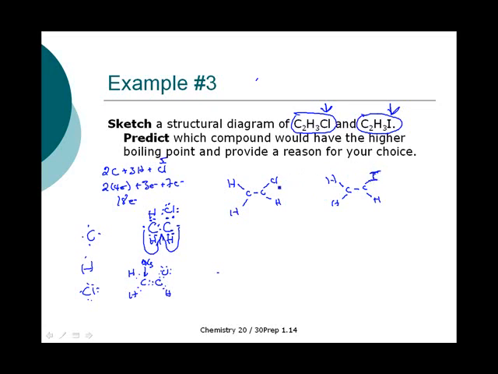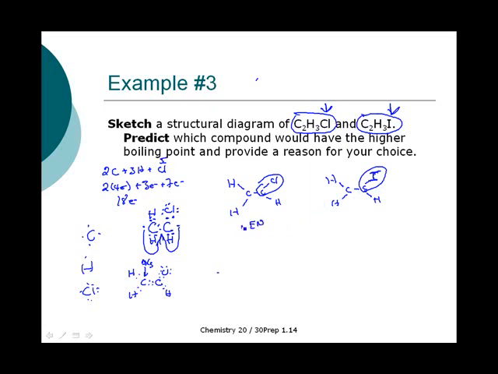So now we're going to say which one would have the higher boiling point. They're both molecular compounds, and they're both very similar in shape. They're exactly the same shape. So the only thing that's different is one has a carbon-chlorine bond, and one has a carbon-iodine bond. And so the first thing we're going to do is see if either of them is polar.